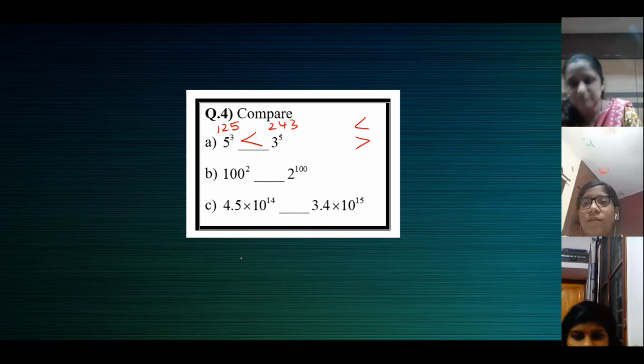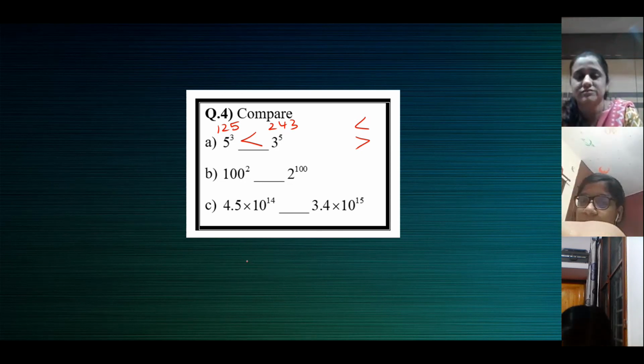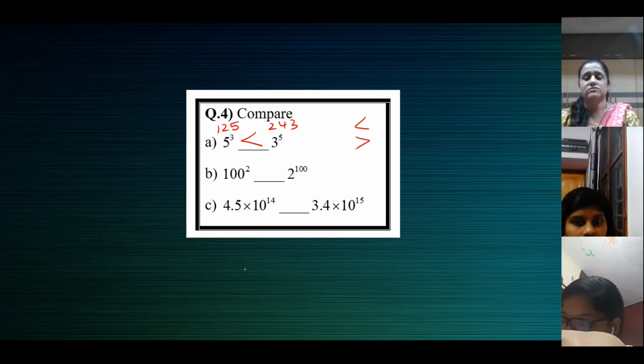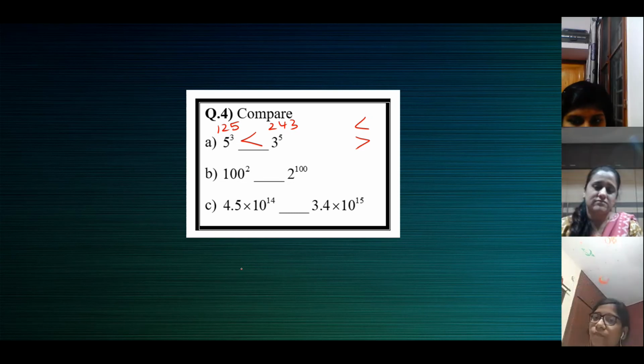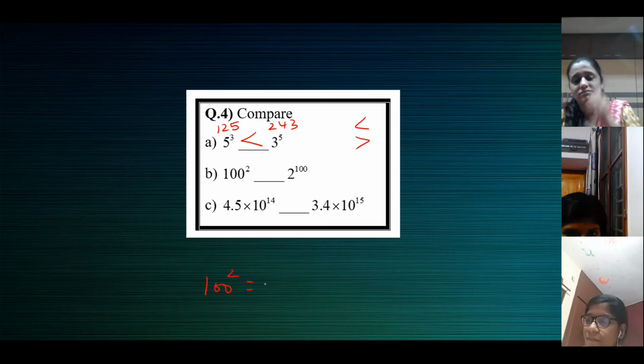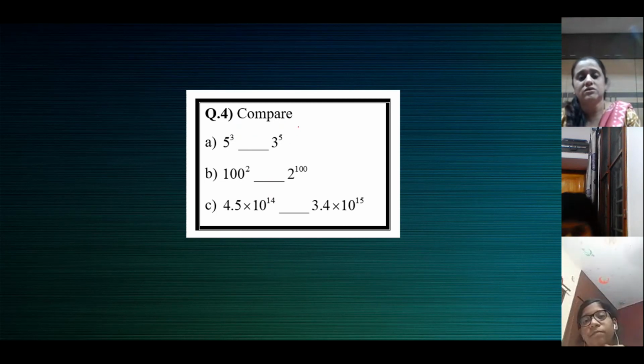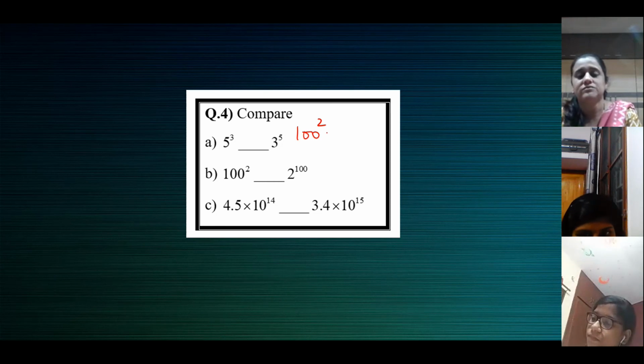The second one? Ma'am, 2 power 100 is greater, ma'am. How did you come to that conclusion? Because 100 power 2 is 200, ma'am. 100 power 2 is 200? Swati, what is 100 raised to the power 2? Ma'am, 10,000. 100 to the power 2 is not 100 into 2, Bhavishya. 100 to the power 2 is 100 multiplied with itself 2 times.